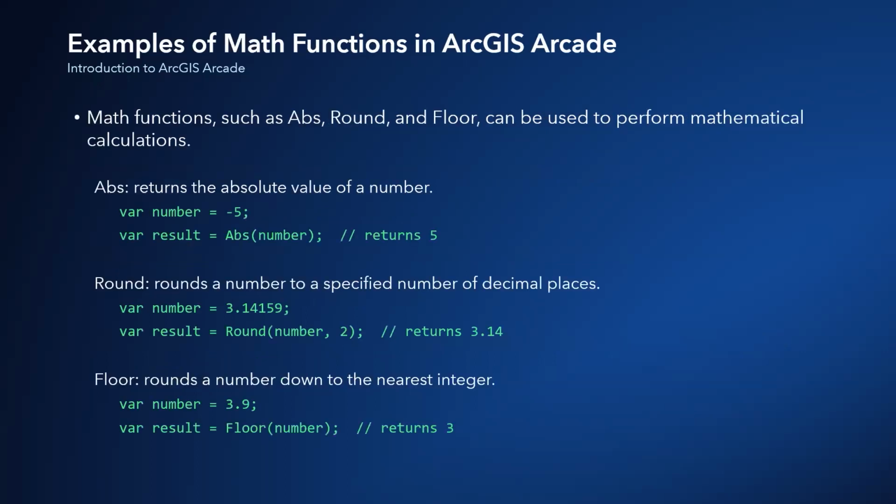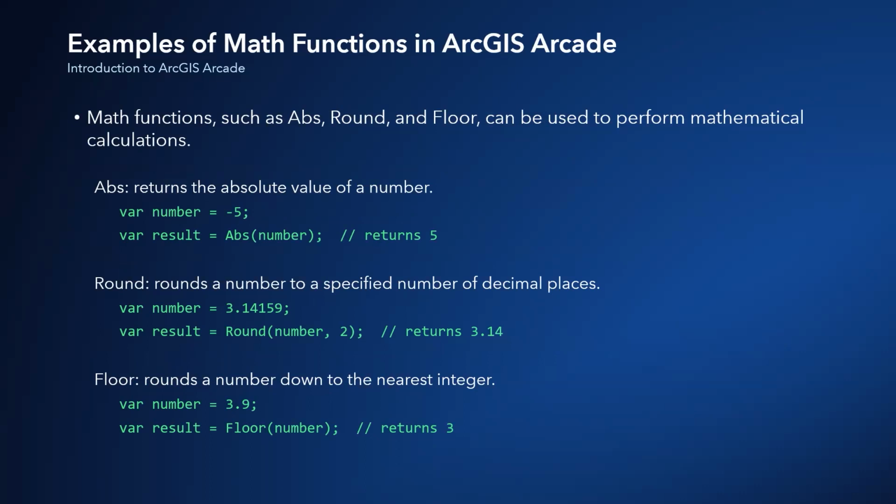We have math functions. We can see the absolute value of a number. From the comments, we can see this first one is going to return 5. We have round, which is going to round a number to a specified number of decimal places. So this is going to return that simple pi of 3.14.